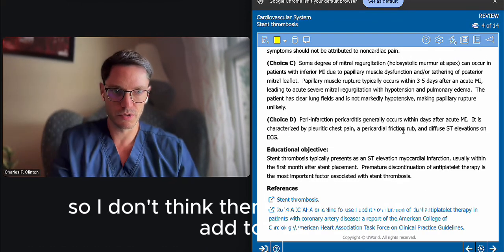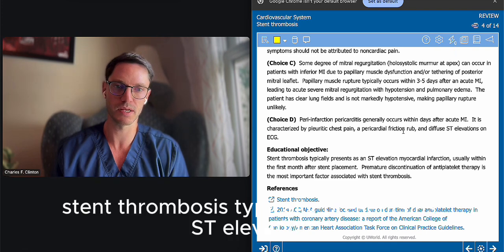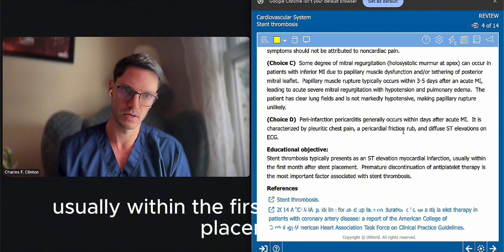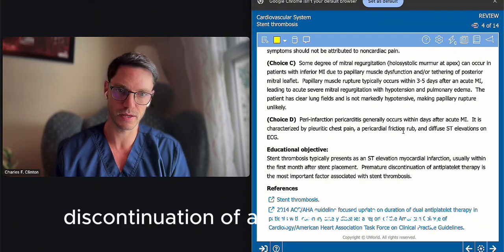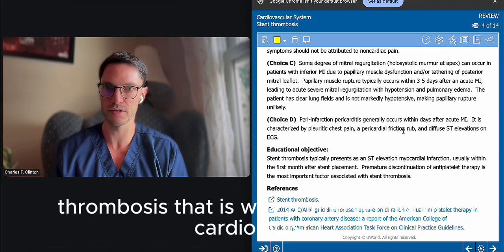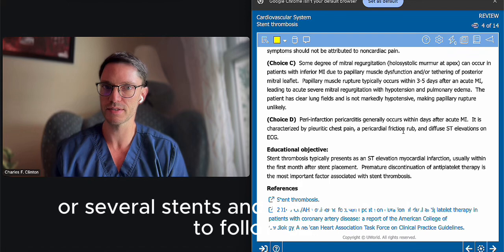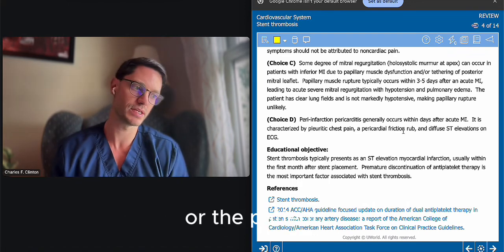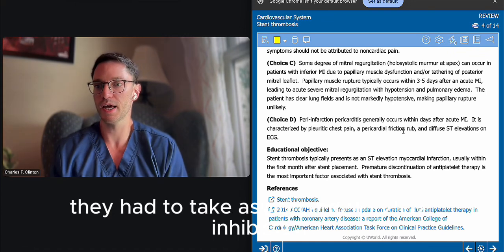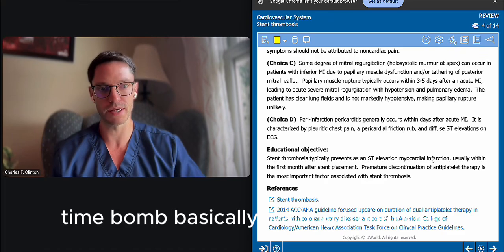So I don't think there's much more to add to this question. Maybe add that stent thrombosis typically presents as ST elevation myocardial infarction, usually within the first month after stent placement. Premature discontinuation of antiplatelet therapy is the most important factor associated with stent thrombosis. That is why an interventional cardiologist, or cardiologist in general, will always stress so much when they put in a stent or several stents and the patient is lost to follow-up, or the patient comes back saying that they didn't know they had to take aspirin and a P2Y12 inhibitor, because that's a time bomb basically waiting to happen.